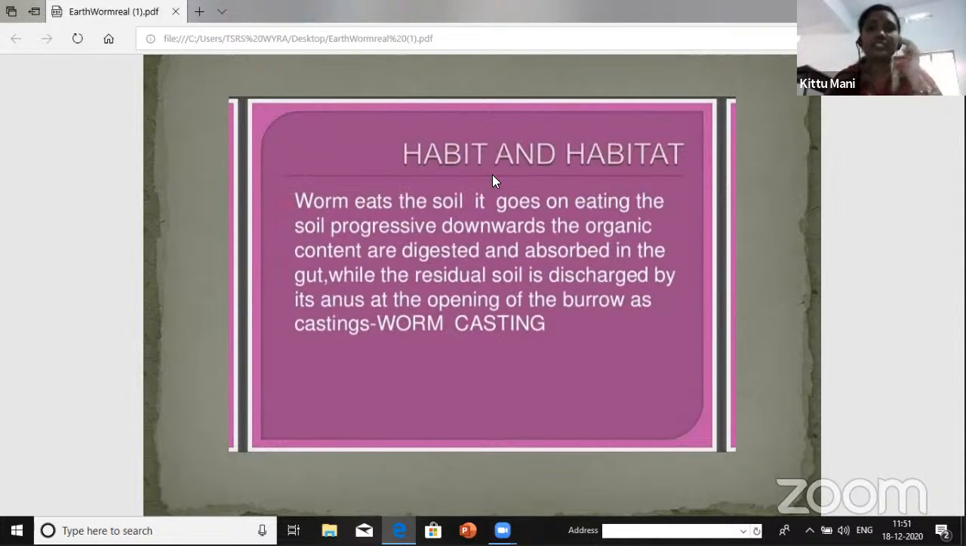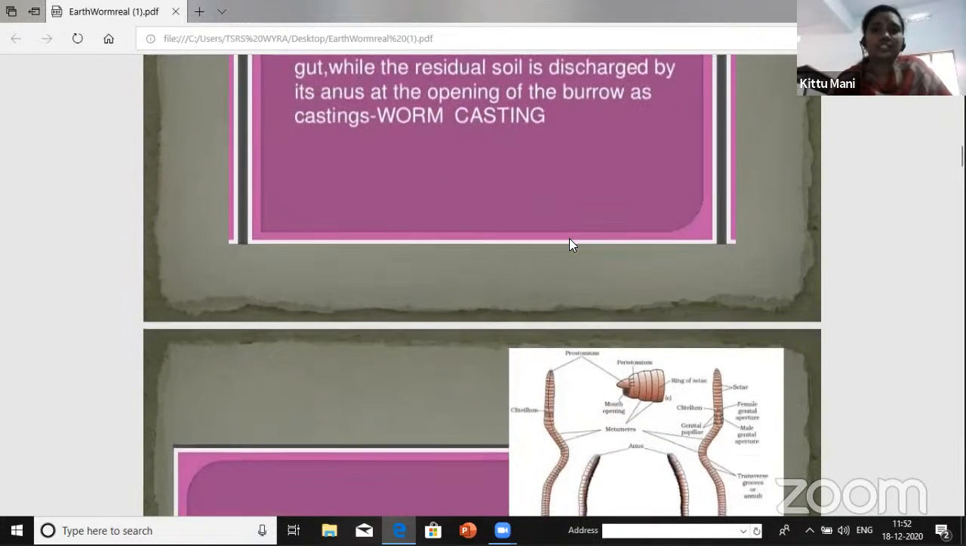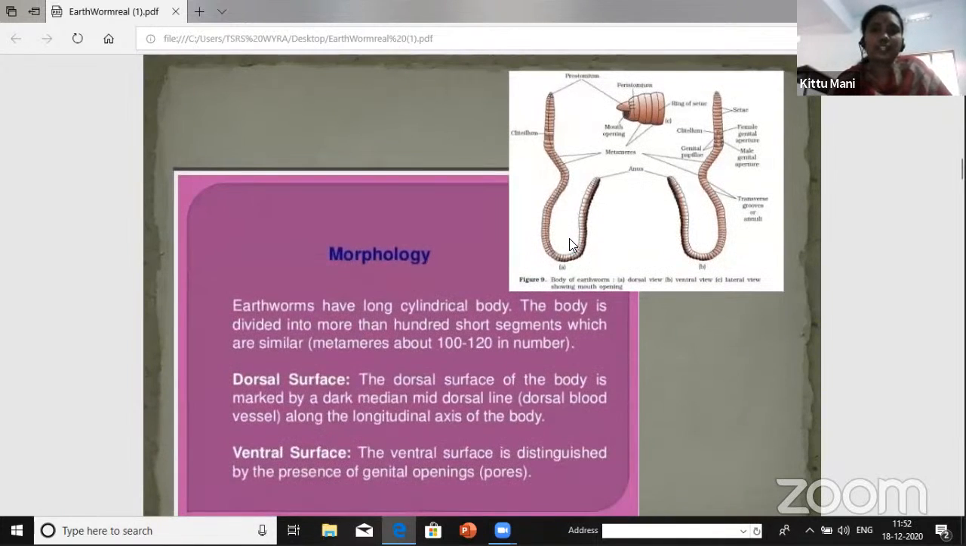We already discussed that it lives in burrows during the daytime, so it is a nocturnal organism. It lives in burrows and discharges the fecal matter like castings, some soil material. They are the worm castings. Where are they located? Where the earthworms live in their burrows, the castings are also located. We observe the castings at those burrows. Next, we will enter into the morphology of the earthworm.